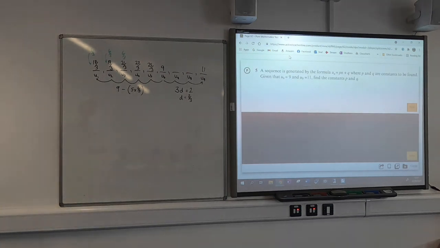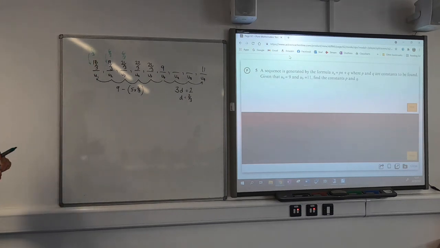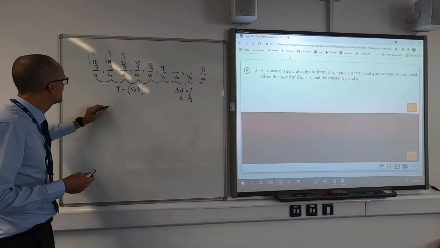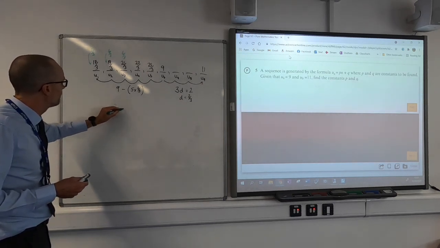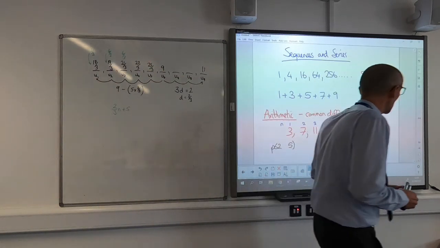So Beth, what am I adding to get from the 2/3 times table to my sequence each time? 15/3, which is the same as 5. Yeah. So the formula for this sequence is 2/3 of n plus 5. And that's just the same as we did here.